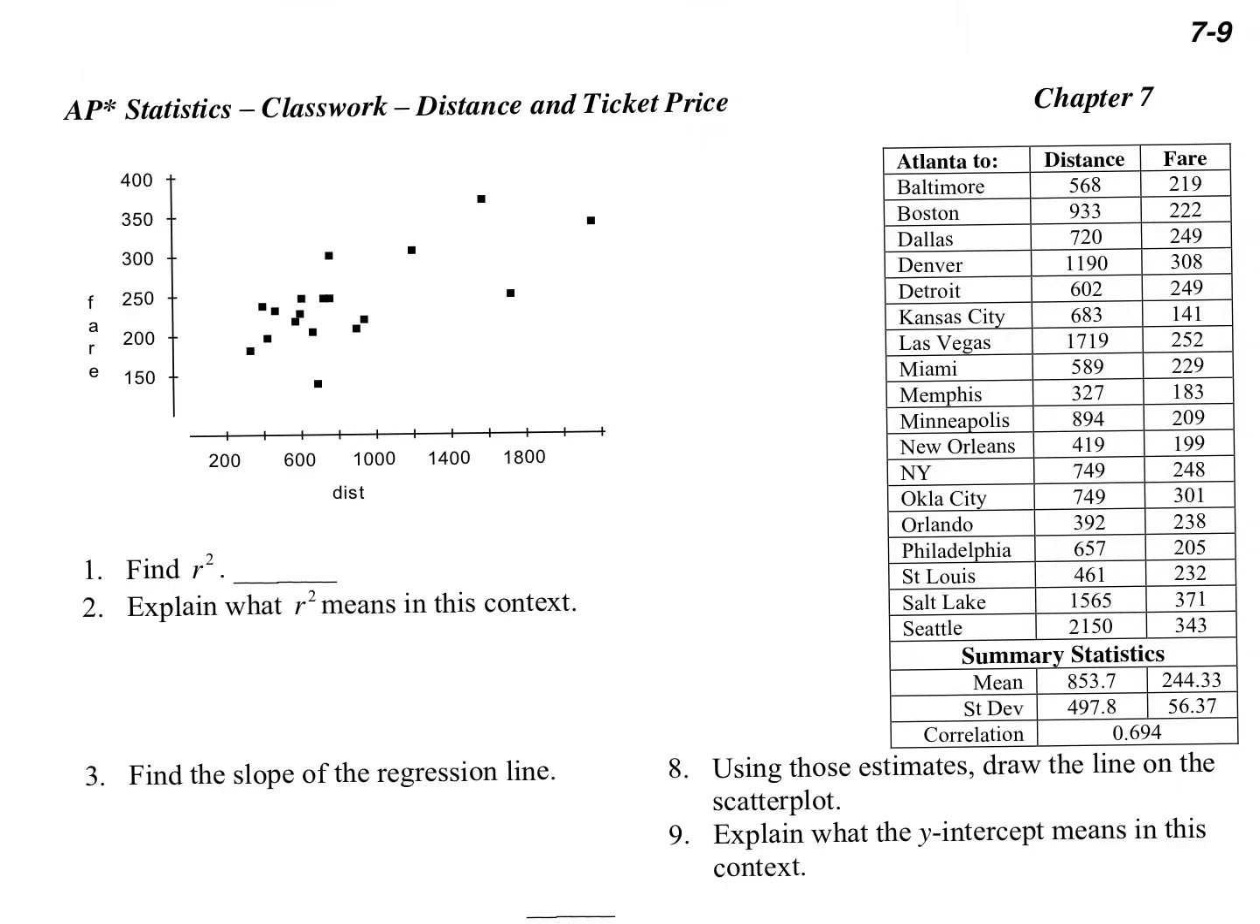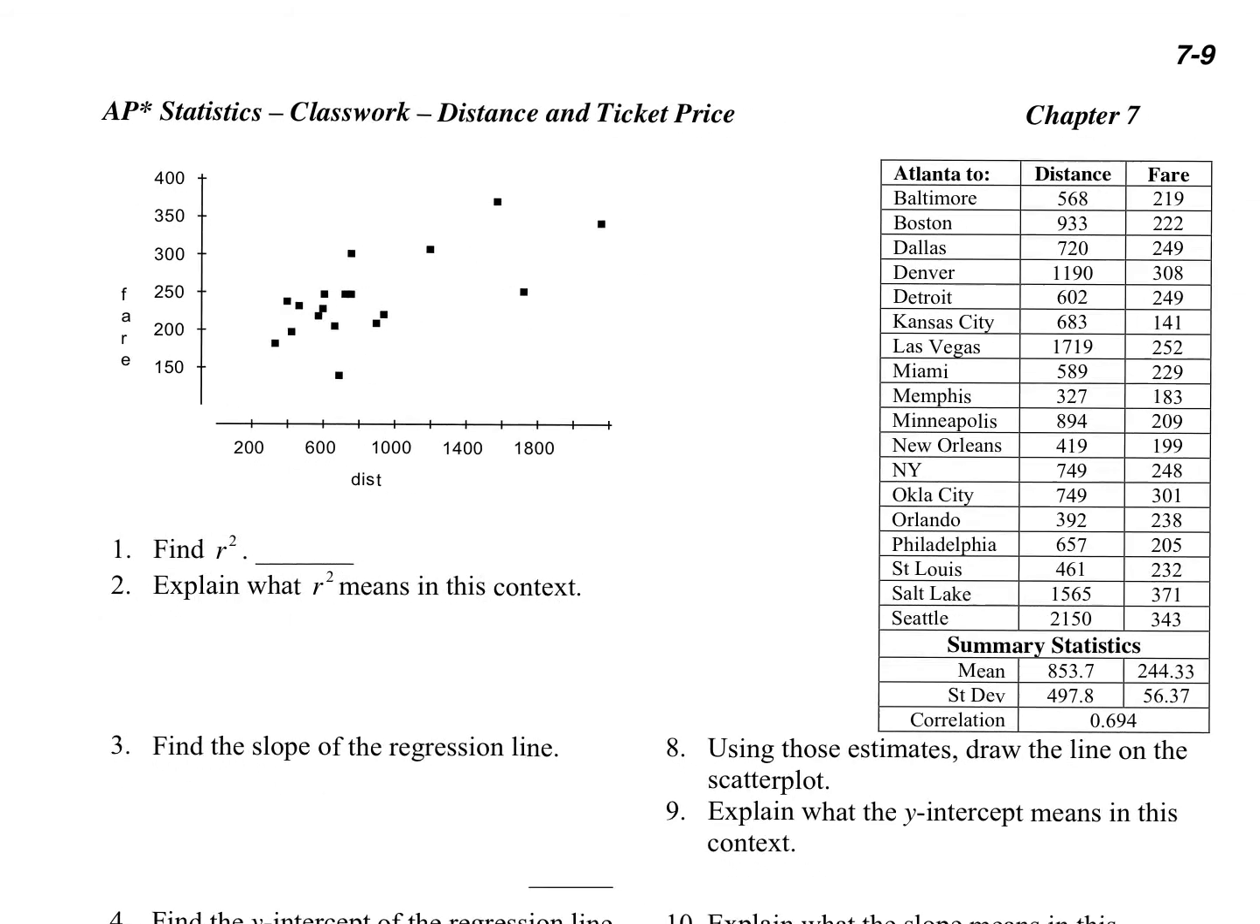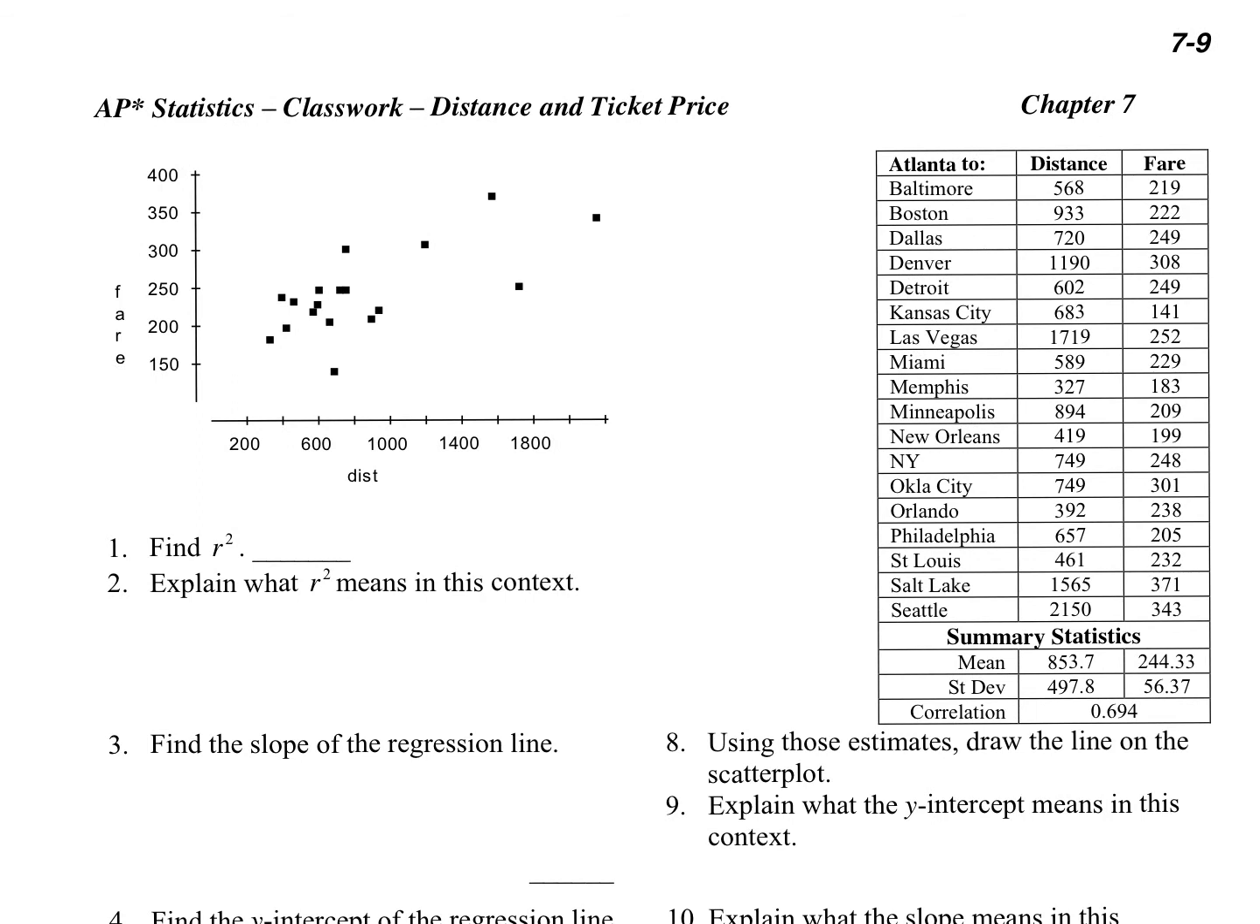So let's look at our distance and fare worksheet. This homework assignment, whatever we don't finish is your homework. Okay, so we're going to do this kind of together. So we're looking at a scatter plot for the distance from Atlanta and the airfare.